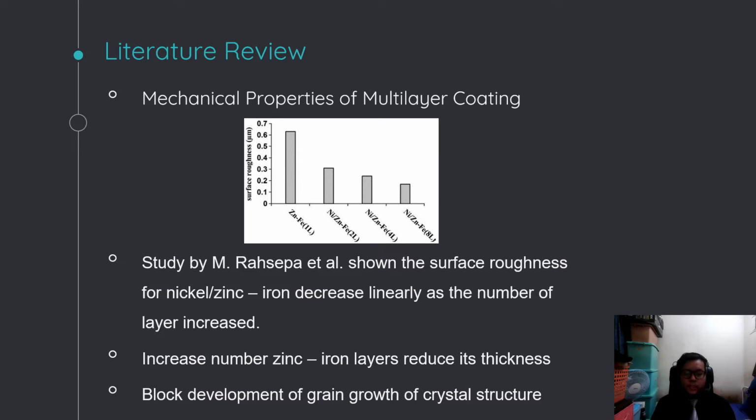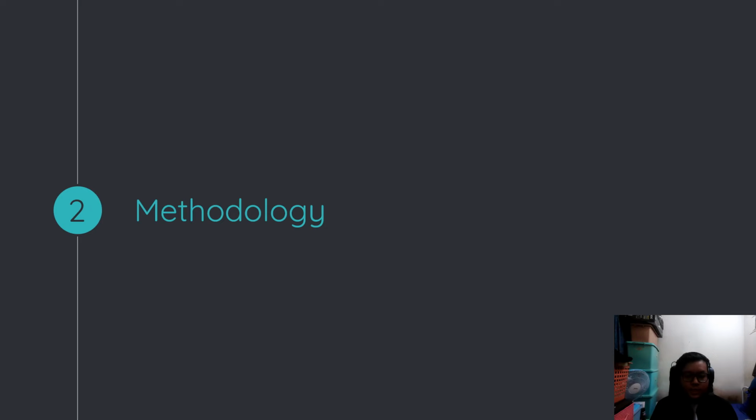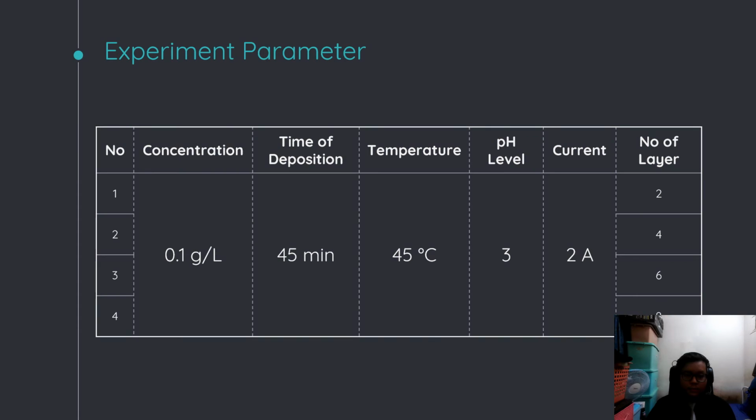The reduction in surface roughness might be caused by the blocking of grain growth of its crystal structure. The second section, I will talk about the methodology of the project. So, experiment parameters: there will be 4 specimens that will be tested.